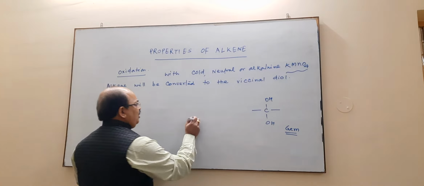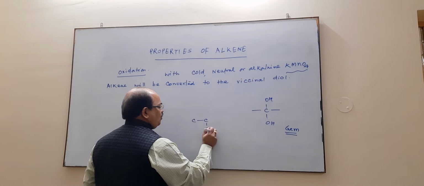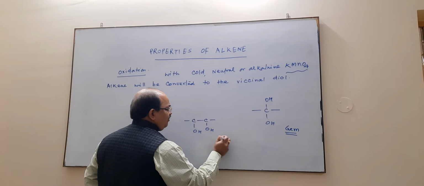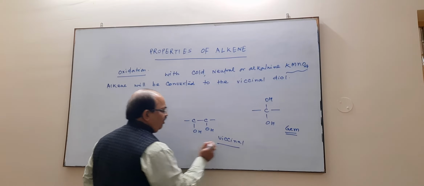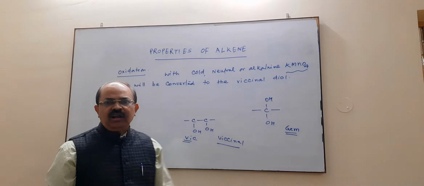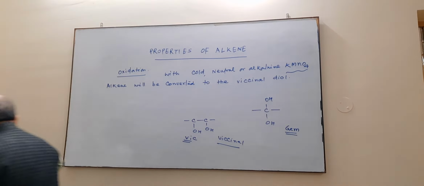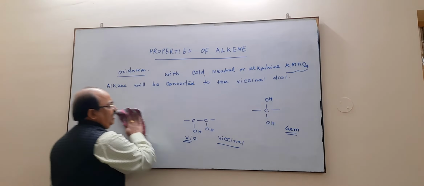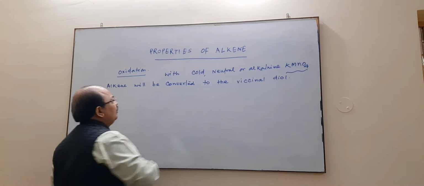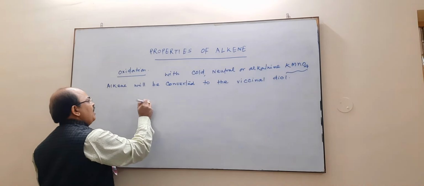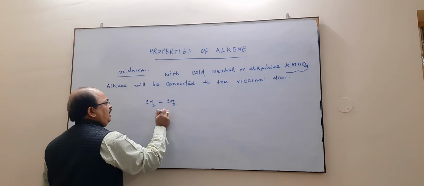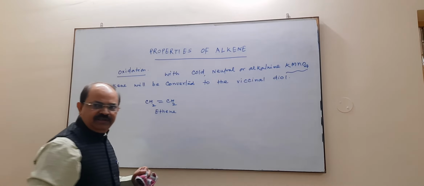और अगर मान लीजिए तो एडजेसेंट कार्बन पे OH ग्रुप आपने लगा दिया लाइक दिस, then such type of diol is your vicinal diol, or simply you may write VIC. Now let us see the reaction. For example, we have alkene like CH2 double bond CH2. That is the simplest alkene, ethene.